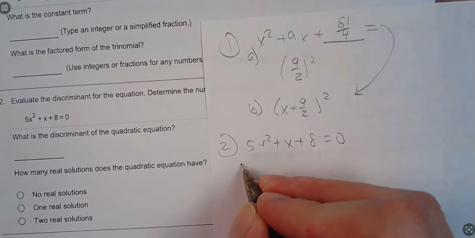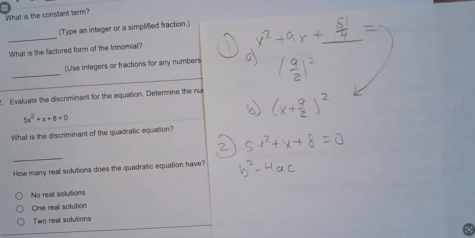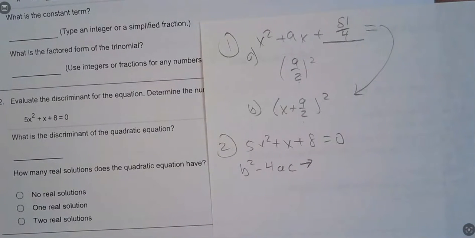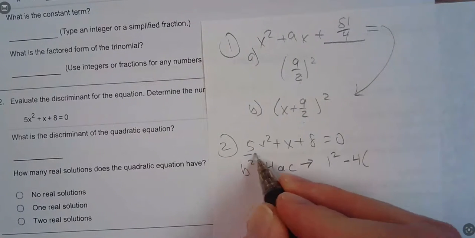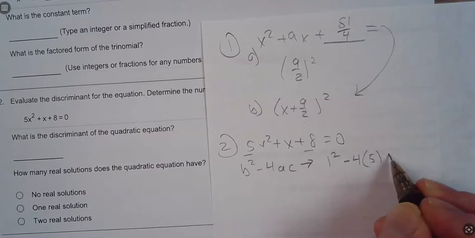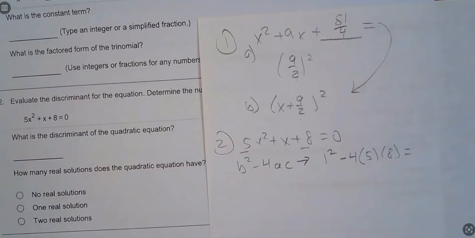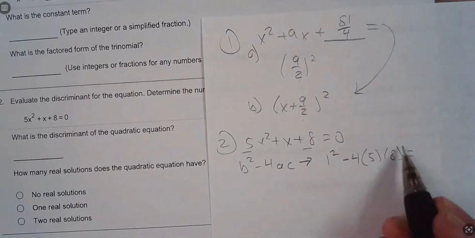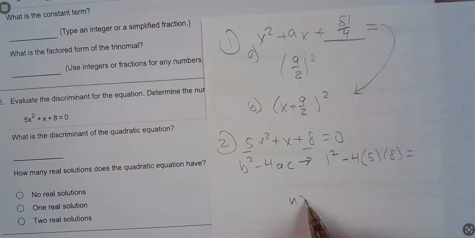So first off, the discriminant is b squared minus 4ac. My b on this one is 1, so it'll be 1 squared minus 4 times a times c. And without finding the answer, I can tell it's going to be a really big negative number. So I got 1 minus something big, and so it's going to be a really big negative. I know it's going to be no real solutions.